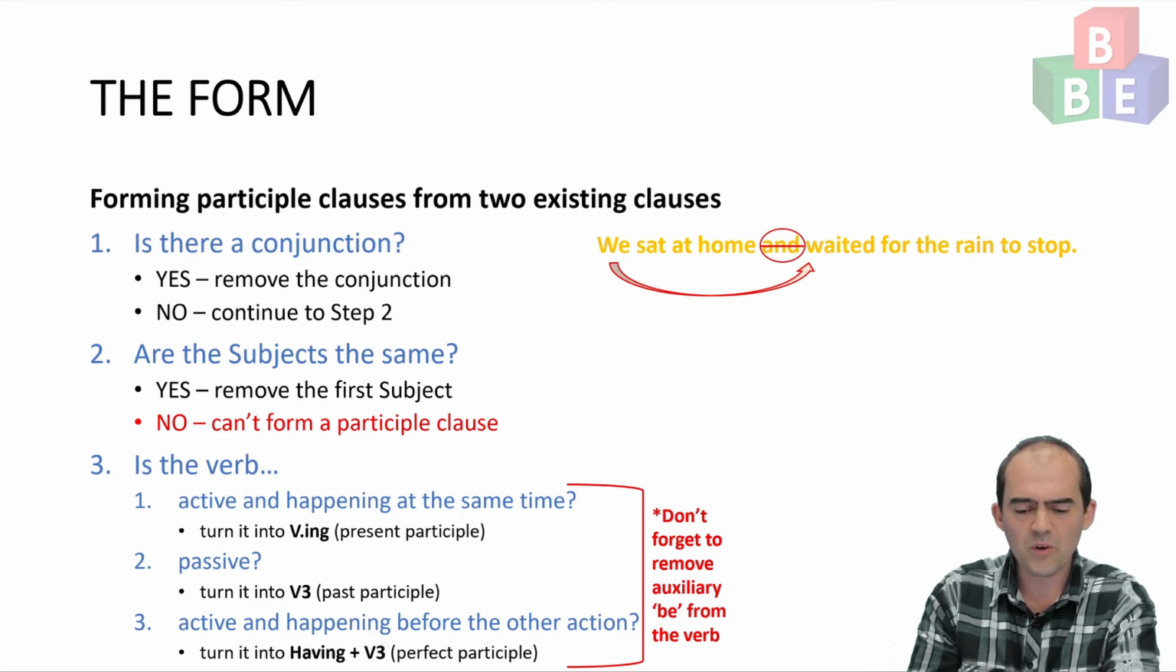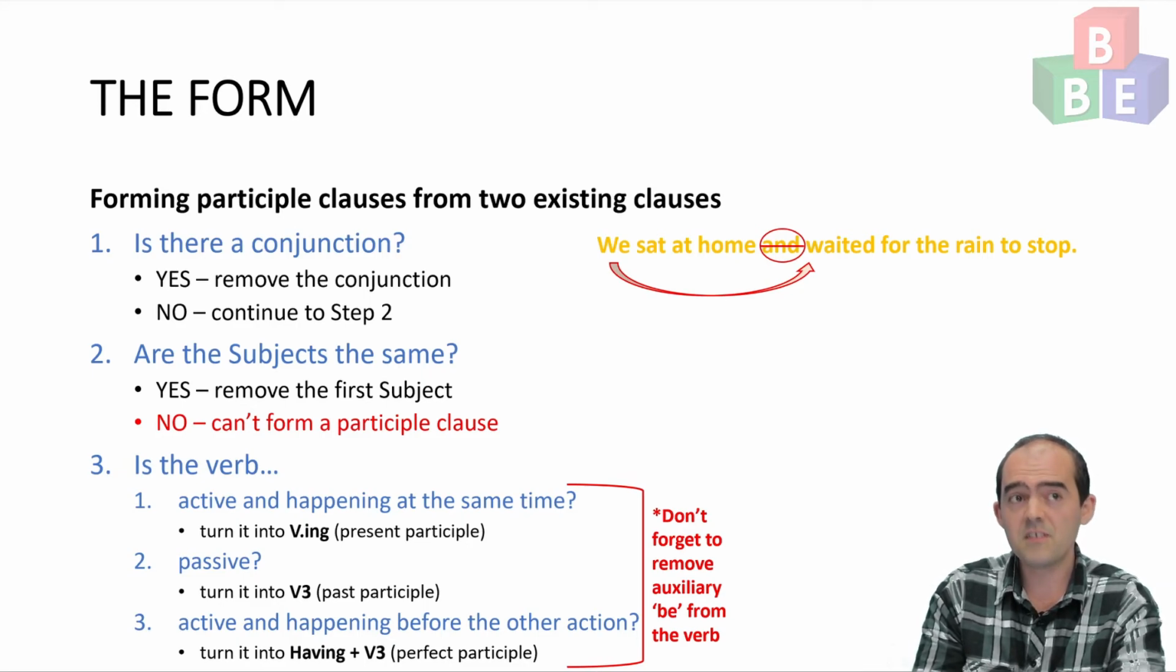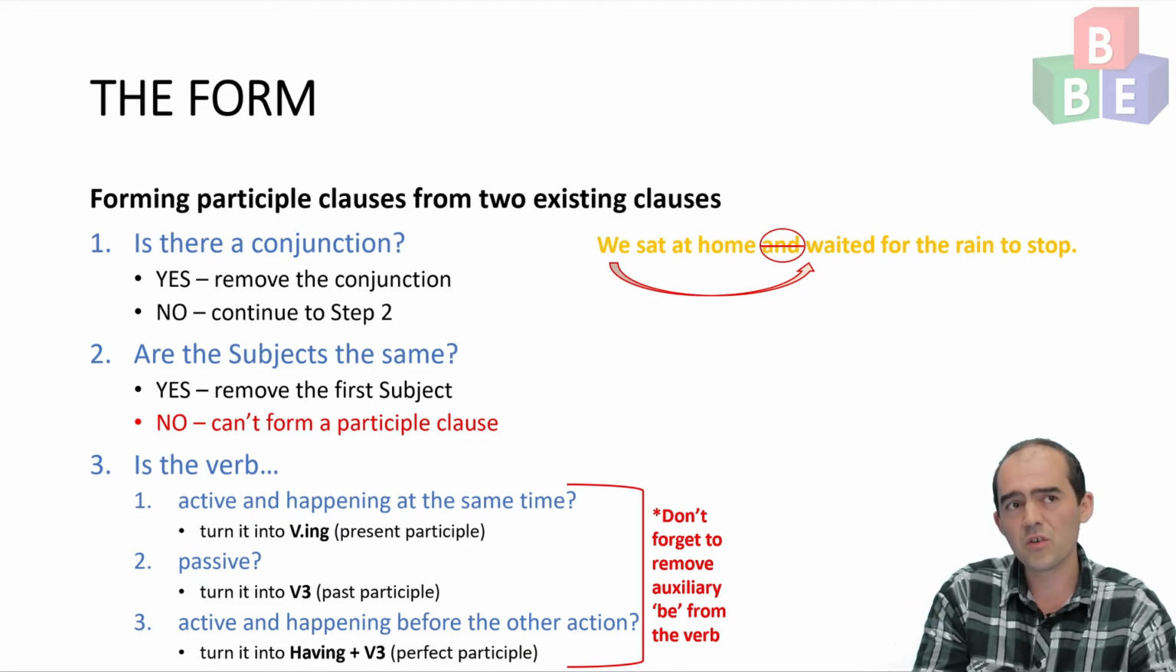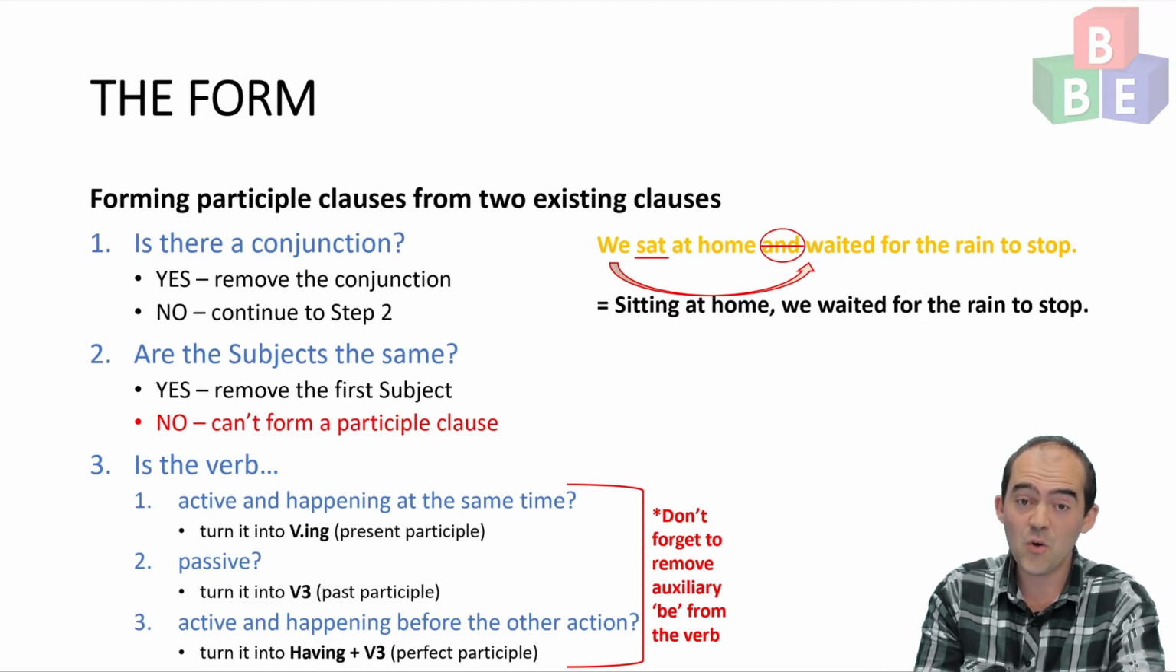Finally, what's the verb doing? Sat at home. This is an active verb, right? And it's happening at the same time as in the other clause. But it's not already a verb ing, so what do I need to do? Very simple. I turn the verb sat into sitting to make it a verb ing. So, sitting at home, we waited for the rain to stop.